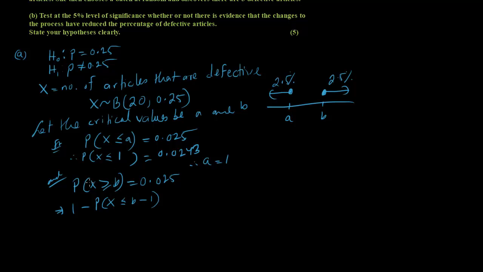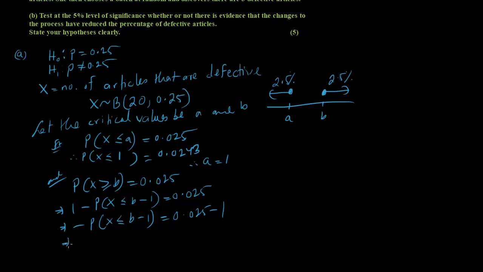Think about this. If it was X is greater than or equal to 10, we would write 1 minus the probability of X is less than or equal to 9, 1 less. So similarly, if this is b minus 1, this would be 0.025. So we can write 1 minus the probability of X is less than or equal to b minus 1 equals 0.025.